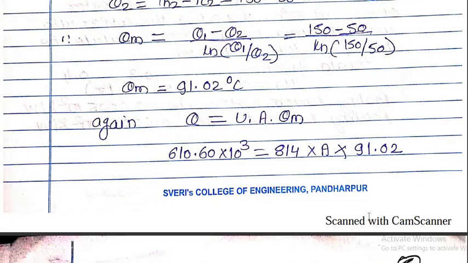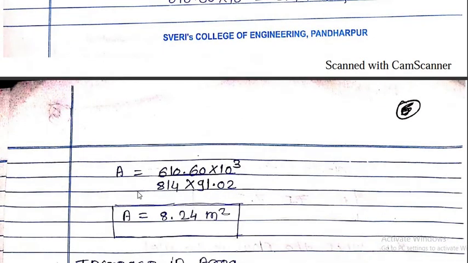Okay, so after doing the calculation, we will get the area is equal to 610.60 into 10 raised to 3 divided by 814 into 91.02. So area we will get 8.24 meter square.